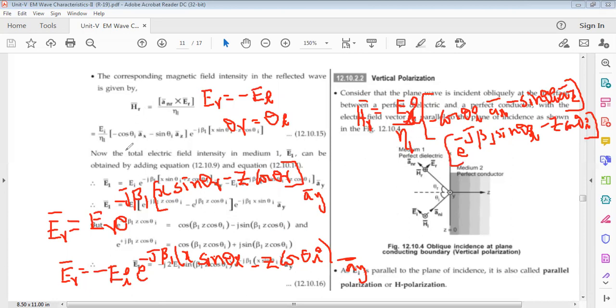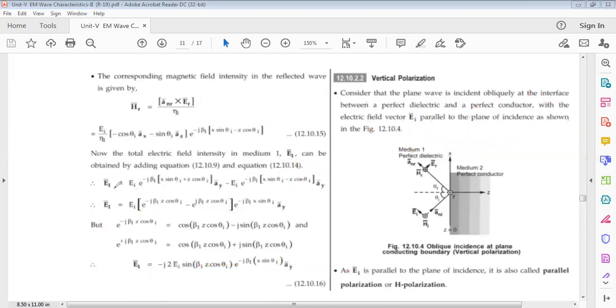So HR we got. Now the total electric field intensity in the medium one, E1 bar, can be obtained by adding equation 12.10.9 and equation 12.10.10. Okay, the two equations we have to add. E1 is equal to, in terms of the EI, and ER is also in terms of the EI. The second factor term is there here, minus EI e power minus j beta 1 x.